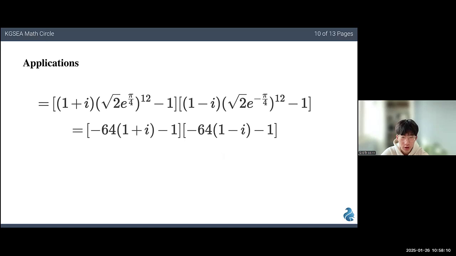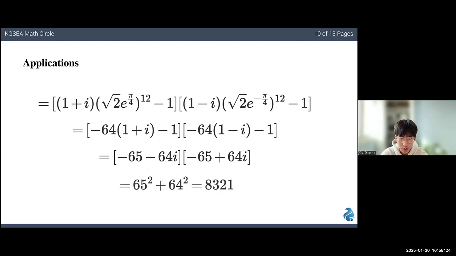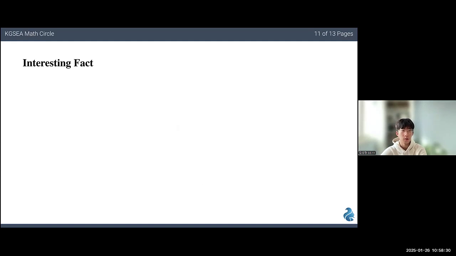So from here, it's just a matter of computation once again. And by just applying the identity, x plus yi times x minus yi is equal to x squared plus y squared in reverse, we get that this is equal to 65 squared plus 64 squared, which is equal to 8,321. And finally, we'll move on to an interesting fact that can be demonstrated using the roots of unity.